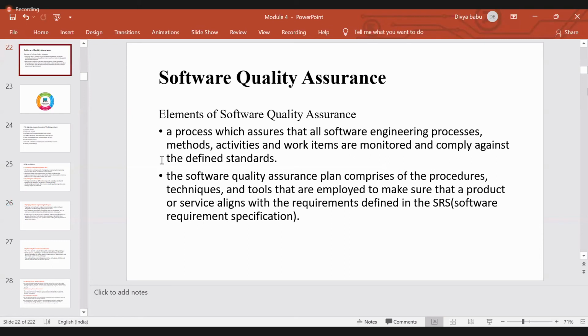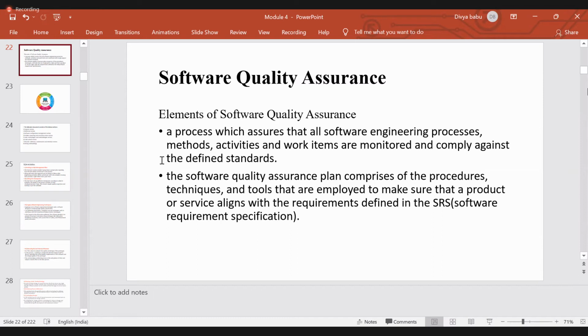So what do you mean by assurance? Software quality assurance is actually given by the organization. They're assuring that all software engineering processes, methods, activities, and work items are monitored and comply against some standards which are defined by the organization itself.